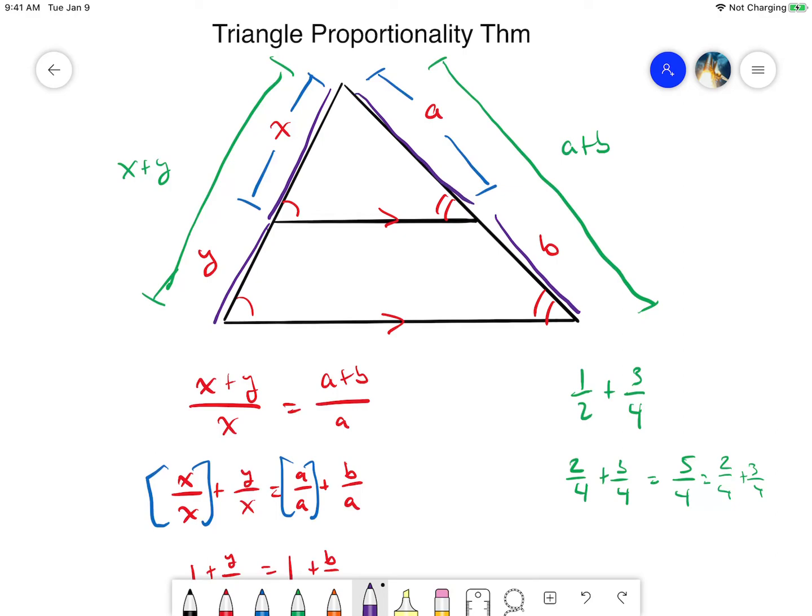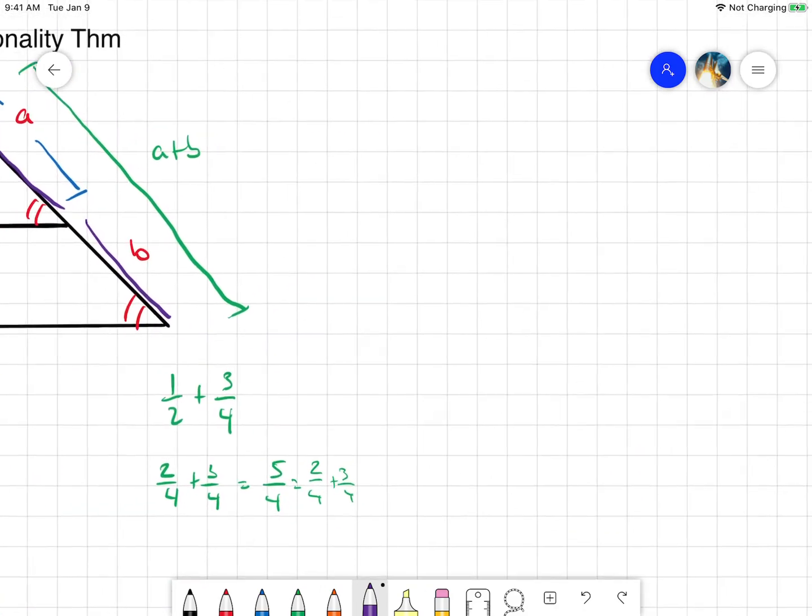So now instead of having to use the entire side of the triangles, we showed that as long as these two triangles are similar, as long as this line is parallel right here, we effectively have a relationship where I don't have to go x plus y over x, a plus b over a. I can just do the little part over the other part. I can basically break this up into parts instead. So now I'm going to do this same exact thing.